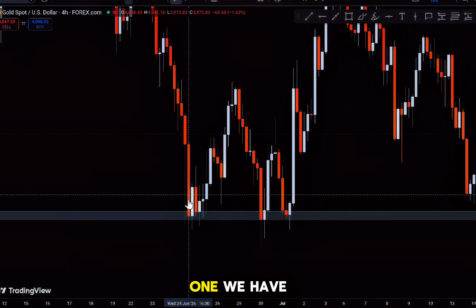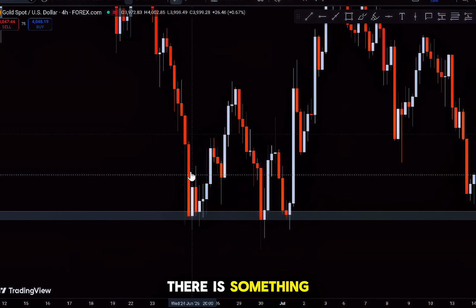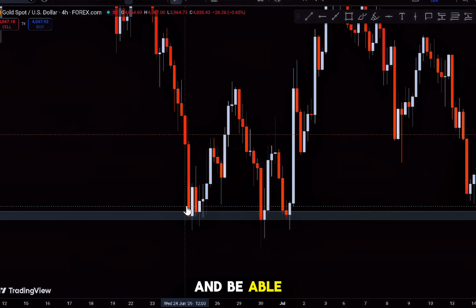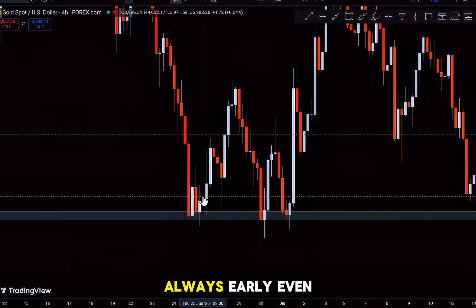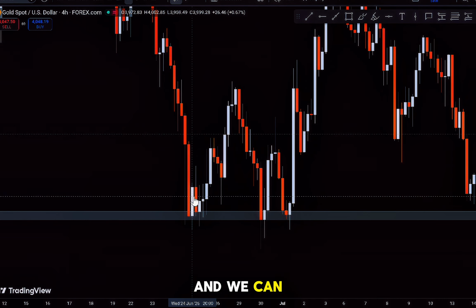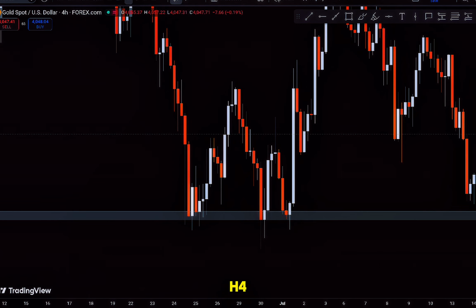So with this one, we have to go to the lower time frames. That means that there is something happening here in the lower time frame that you can use and be able to get into the trades always early, even before H4 breaks, because H1 is the control time frame for H4, and we can use that. We can use M15 and M5 if in H1 the level is far like this in H4.